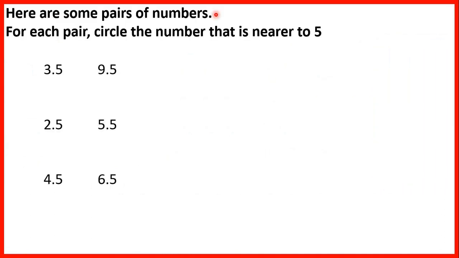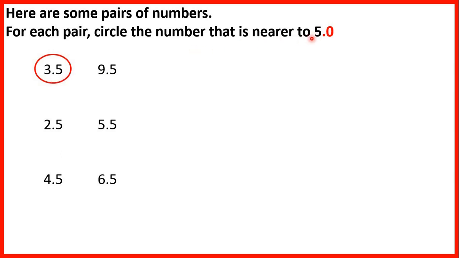Here are some pairs of numbers. For each pair, circle the number that is nearer to 5. So here we've got a whole number, but if we look at what we're comparing, we have decimals. So sometimes it's easier to put a 0.0 on the end of a whole number, because if we do that, then this question is just like circling the number that is nearer to 50 if we ignore the decimal points in our number. But for our first pair, we have 3.5 and 9.5.